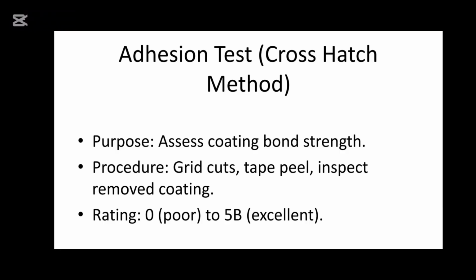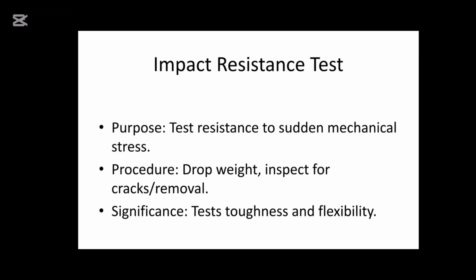Impact resistance test. It tests resistance to sudden mechanical stress. Procedure: drop a weight, inspect for cracks or removal under significant stress. You can check the toughness and flexibility of the powder coatings with this test. It checks if the coating can handle sudden hits. A weight is dropped on the coated surface. The area is examined for cracks or peeling.